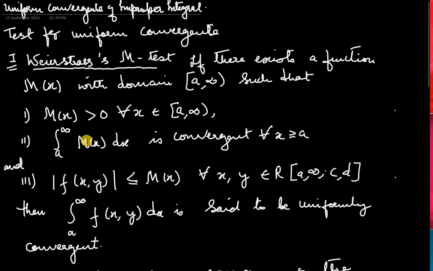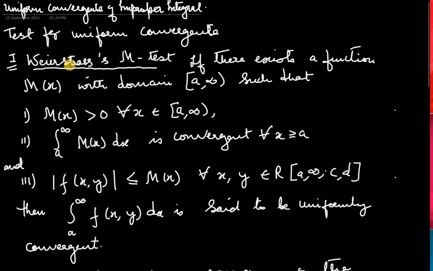Number two, the integral a to infinity M(x) dx should be convergent for all x greater than or equal to a. That means the improper integral, as a function of a single variable x, should be convergent. And number three, if the absolute value of f(x,y) is less than or equal to M(x) for every (x,y) belonging to the rectangle where x varies from a to infinity and y varies from c to d, then we can conclude that the integral a to infinity f(x,y) dx is uniformly convergent.